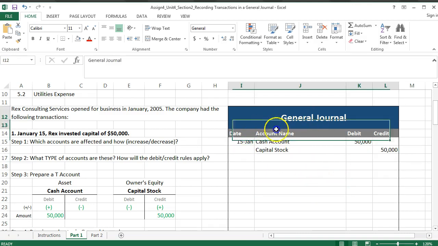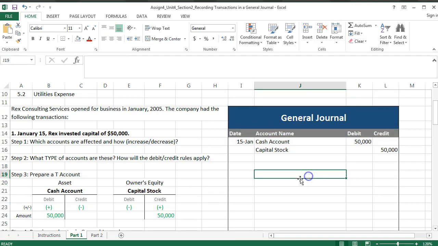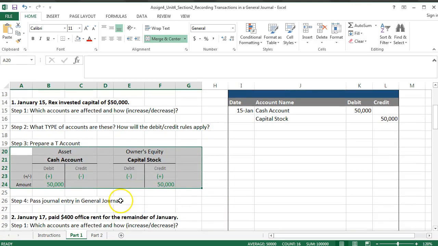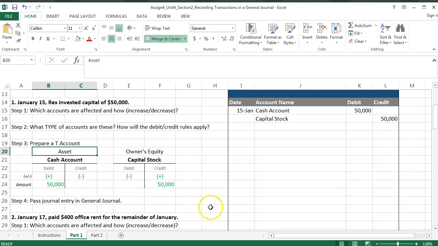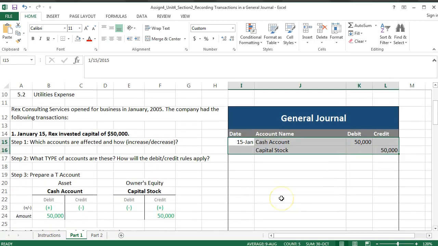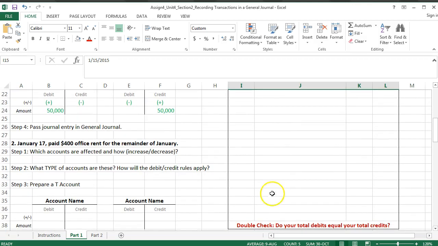Okay, so this is the actual accounting process, recording these transactions in a journal. Eventually we're going to get to the point where you're just doing this in your head. Right now we go through all these steps just to get you familiar with analyzing the transaction, but when it comes to actually recording the transaction, we simply pass the journal entry, which is what we just did. So let's do one more together in part one.